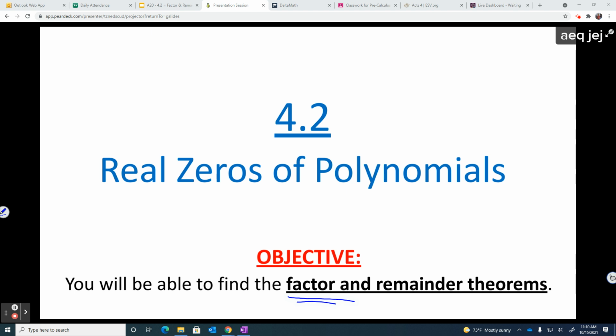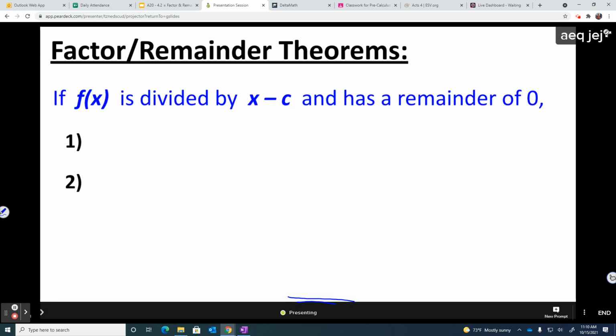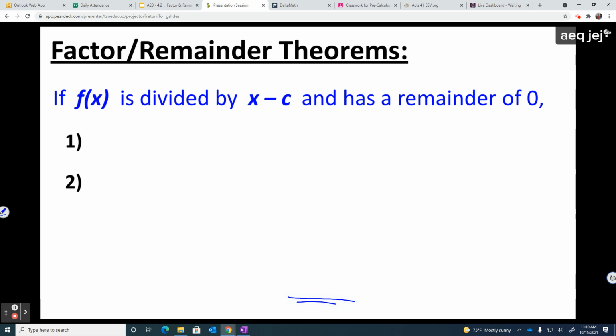Like think back to geometry. So there's lots of math theorems in this one, and we're going to combine these two together into one theorem, make it a little simpler. All right, so the factor/remainder theorems, we can just kind of smush them together.